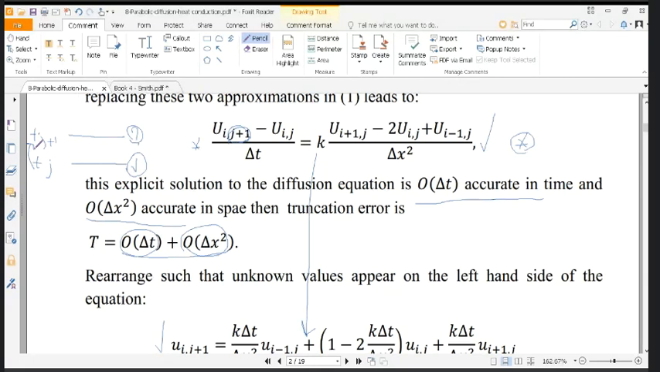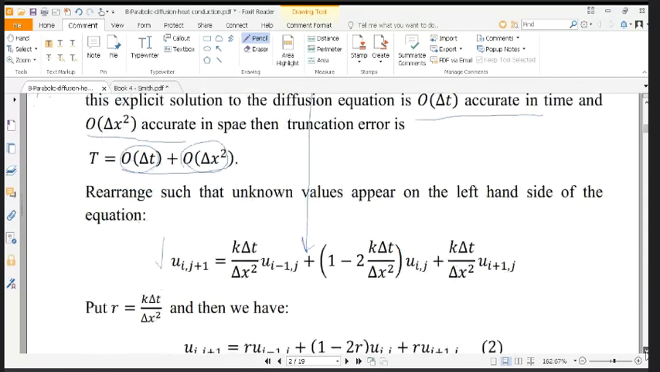Okay. This is an explicit formula for the diffusion equation.